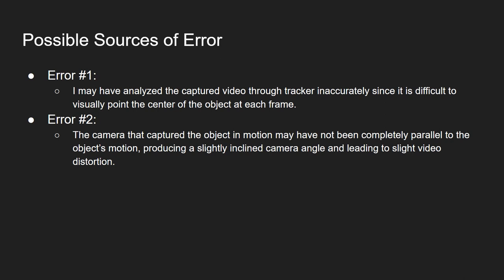The first error may have been analyzing the captured video through Tracker inaccurately, since it is difficult to visually pinpoint the center of the object at each frame. The second error may have occurred if the camera that captured the object in motion may have not been completely parallel to the object's motion, producing a slightly inclined camera angle and leading to slight video distortion.